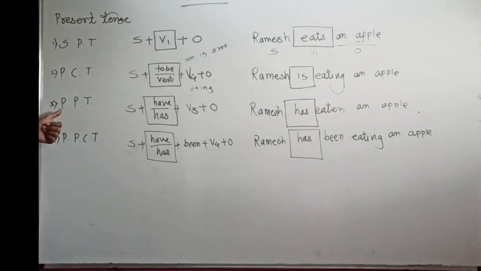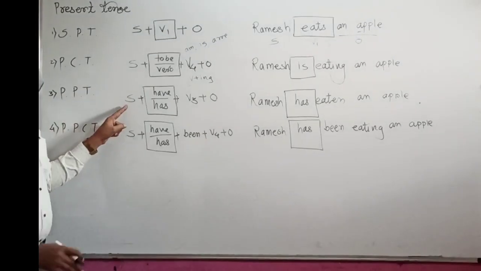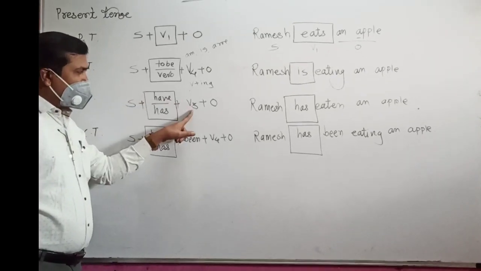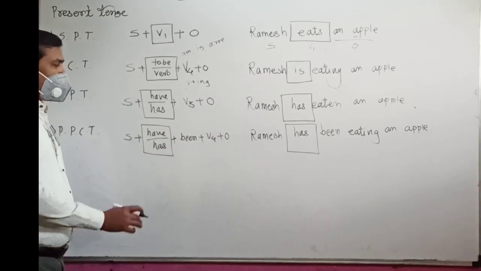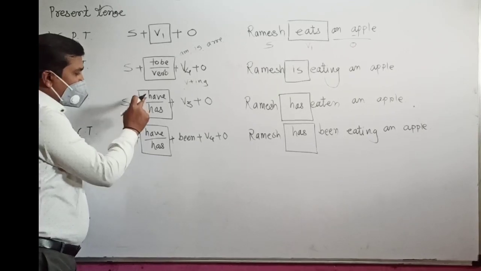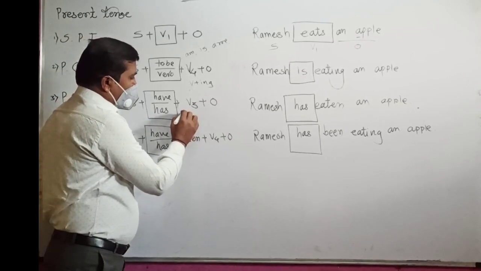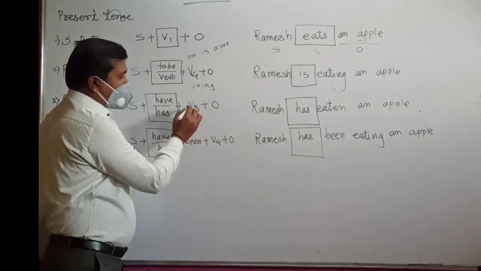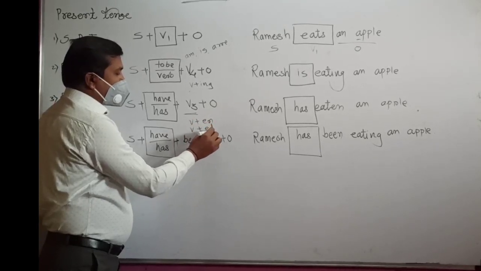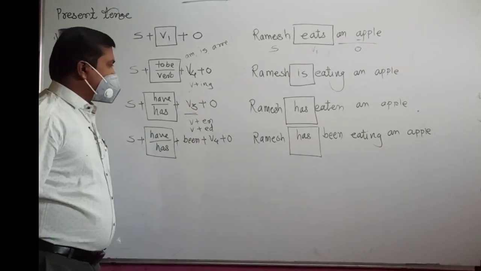The third is present perfect tense. The formula of present perfect tense is subject plus have or has plus V3 plus object. Since it is a perfect tense, we take have or has. The next thing to understand is that V3 means verb plus en or verb plus ed. Such kinds of verbs are generally used in this V3 form.